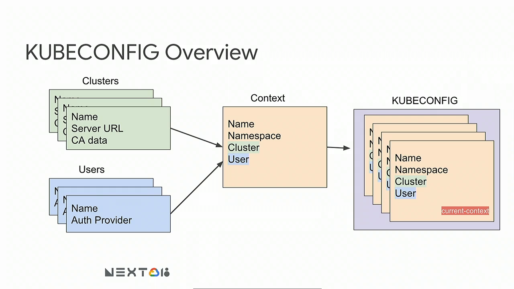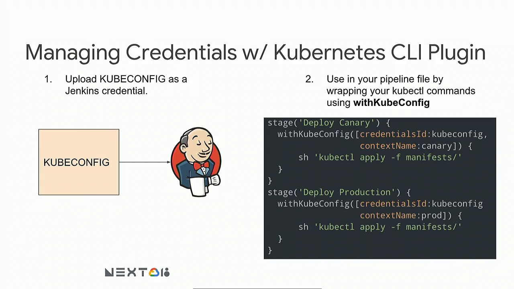Within your kubeconfig, you're going to have multiple of these contexts lined up, and one of them is going to be flagged as your current context. That's going to be the default context that, when you run kubectl with no other flags, is going to be used. Cool, so now that we know that, how do we use kubeconfig inside of Jenkins?